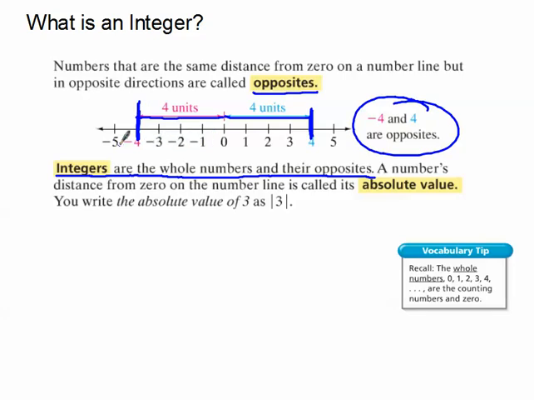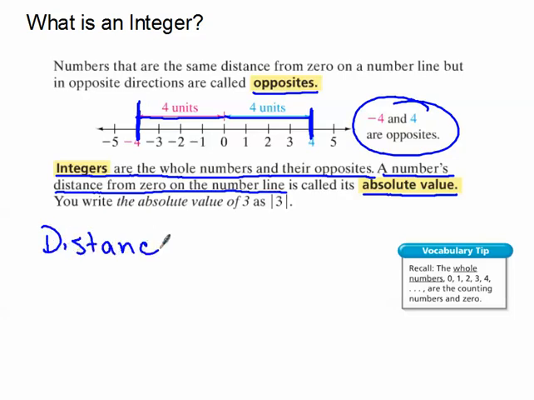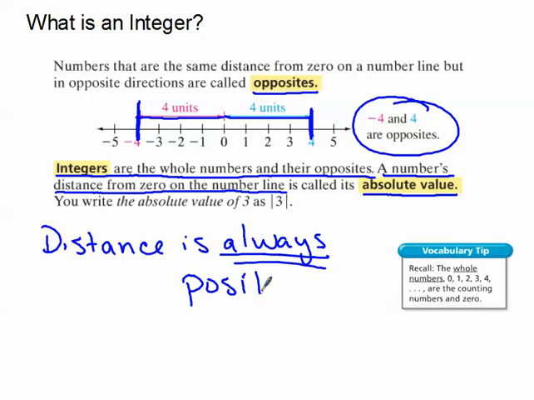And what that leads us into is something called absolute value. And we'll talk about this toward the end of the lesson today. Absolute value is a number's distance from 0 on a number line. So it's just how far that number is from 0. And the one thing that you need to know that's super important is that distance is always positive. Distance is always positive. You cannot go in a negative distance.